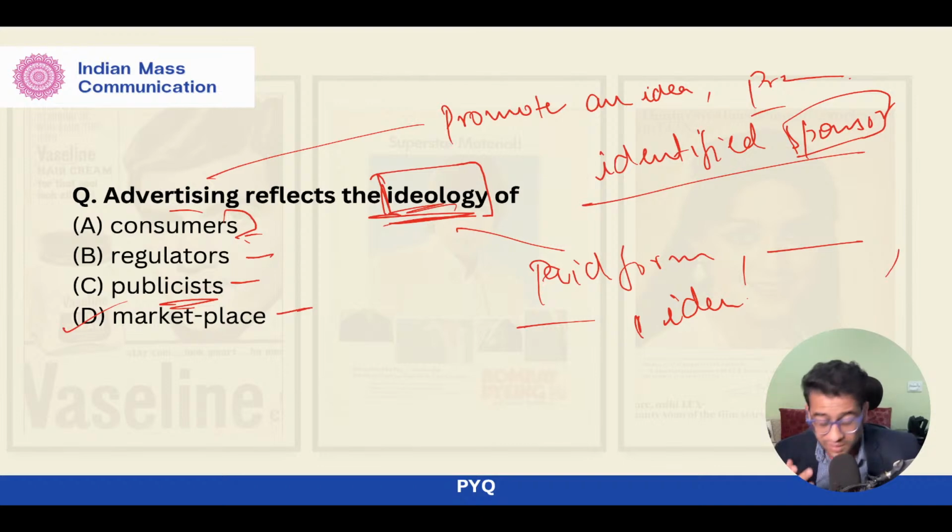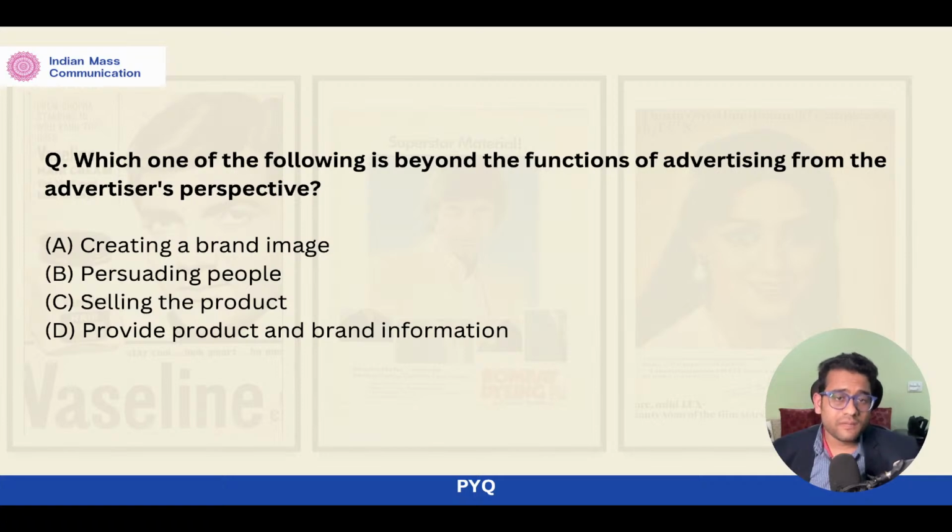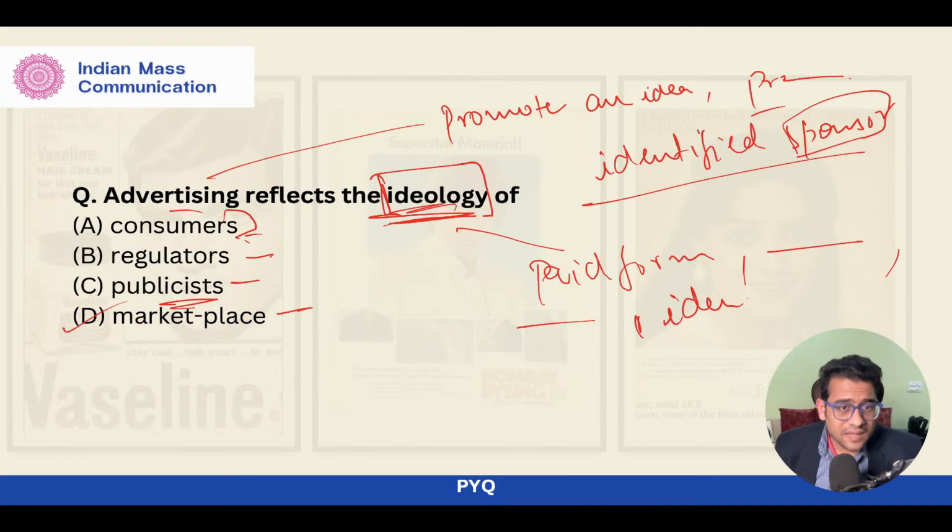I shall try to explain it further, okay. Then, which one of the following is beyond the function of advertising from advertiser's perspective? So who is the advertiser? The advertiser is the identified sponsor. So let us take an example. Advertising reflects the ideology of.